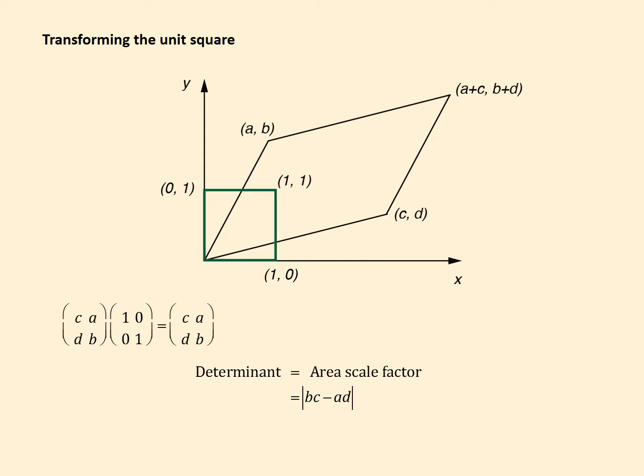And it is the case that the determinant of a 2 by 2 transformation matrix gives the area scale factor. The determinant is b times c minus a times d, and the modulus, the positive value of that, is the area scale factor. But since the unit square has area of 1, then the parallelogram has that area.